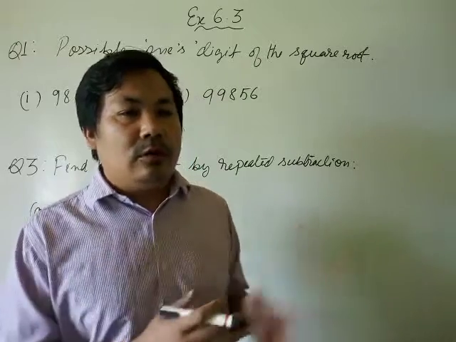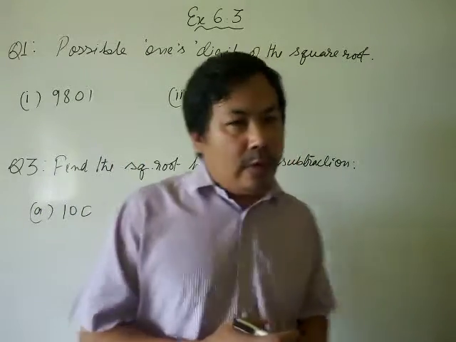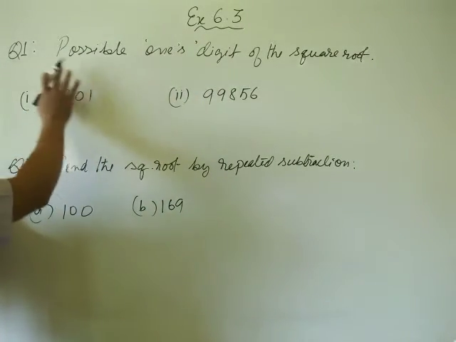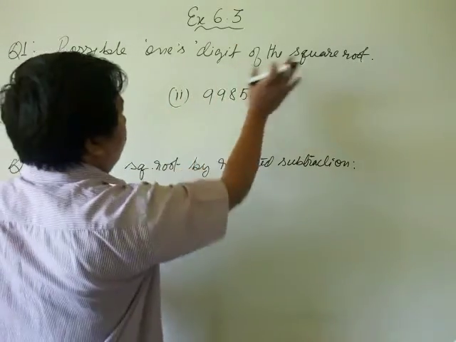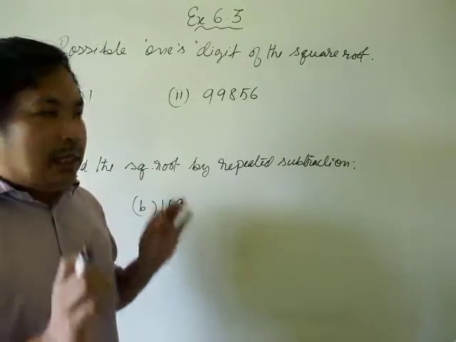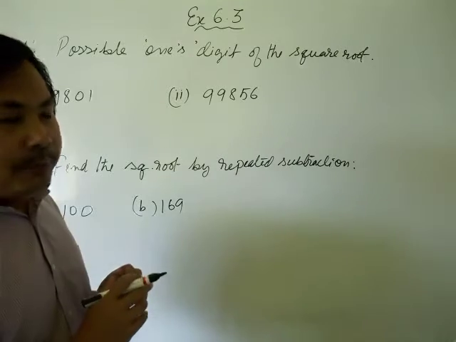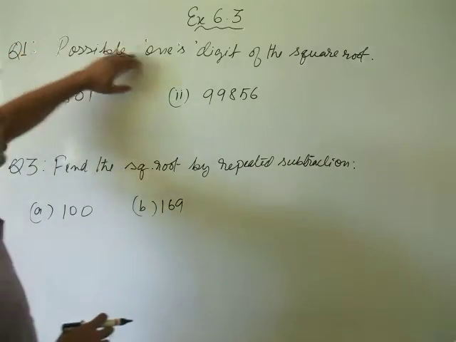So now let us go to exercise 6.3, and in question number 1 we have to find out the number which is possible in the ones digit of the square root. Some numbers are given. I will show you only two questions here, 1 and 2. The rest you try yourself. We have to find out the possible one digit.